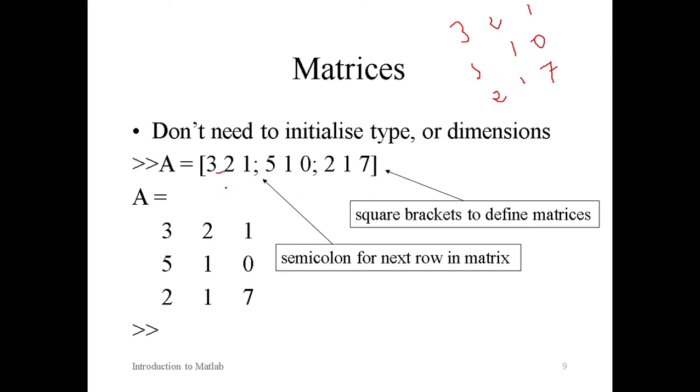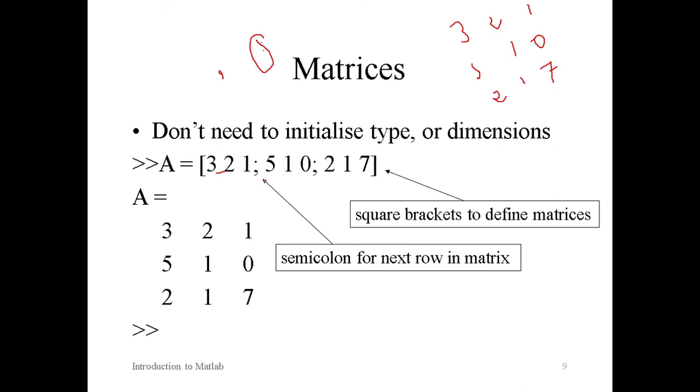Then again 5 space 1 space 0. In place of a space you can also use a comma. You can use either space or comma, it's up to you. So 3 comma 2 comma 1 semicolon 5 comma 1 comma 0. Then again semicolon 2 space 1 space 7. And just enter. In that case you will get this kind of matrix. So one thing you have to remember is, if you want to stay in the same row, use space or comma. For the next row you have to use a semicolon.